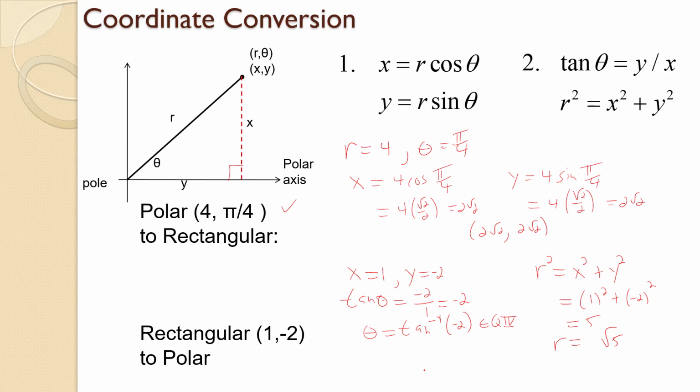So the point in polar coordinates could be (square root of 5, inverse tangent of negative 2). And that's one answer. That's one way to write it. And of course there are other equivalent forms.